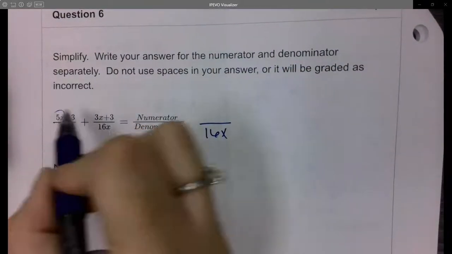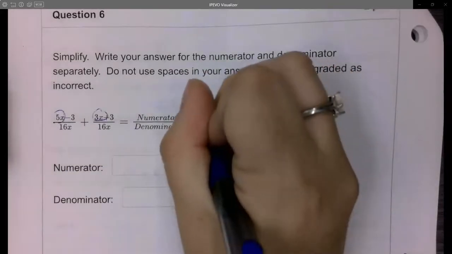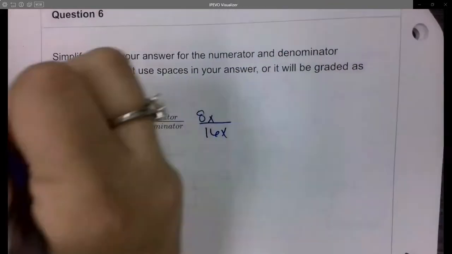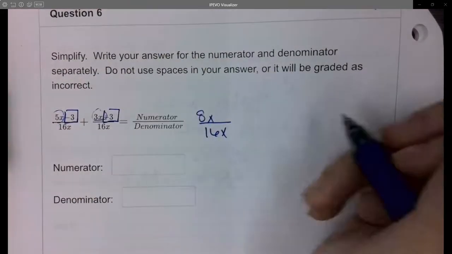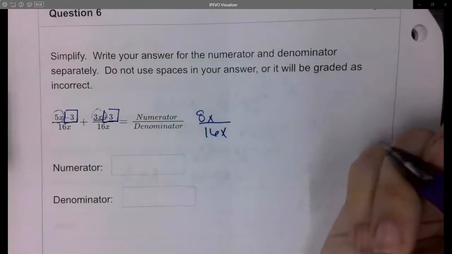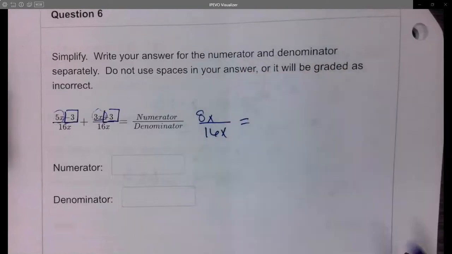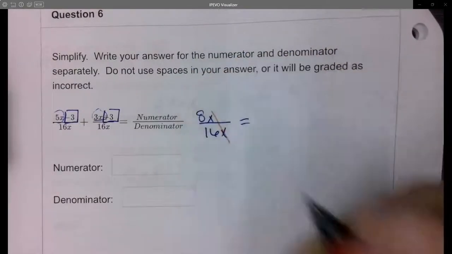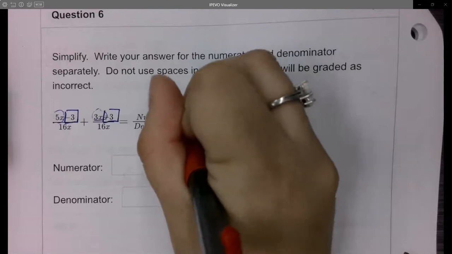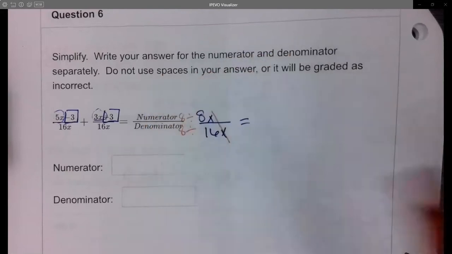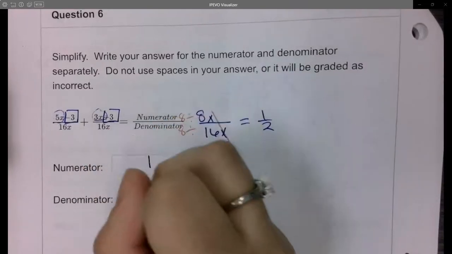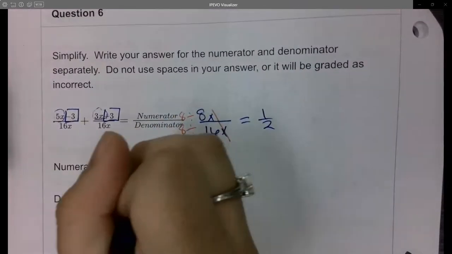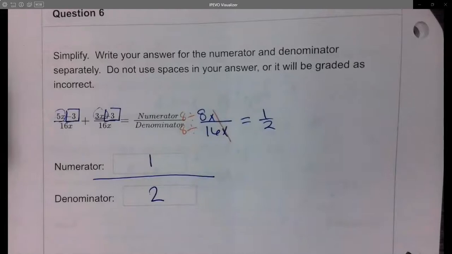I have 5x and 3x, and they're being added, so it gets me 8x. Then I have negative 3 and positive 3. Those cancel out, so I just have 8x over 16. If I go to simplify this further, the x's will cancel out, and both the top and bottom can divide by 8. So this is going to get me 1/2. So my answer is 1 over 2. I want to think of this kind of like a giant fraction.